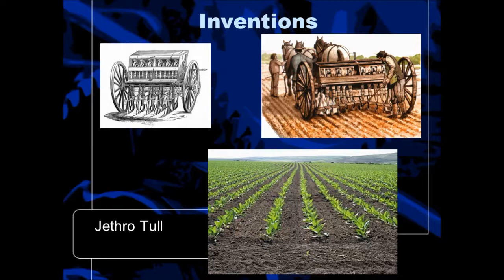So the perfect rows that you see at the bottom of the screen came about because of the seed drill. Rows before that were not perfect, but now you have a magical way to put the seeds in the ground without doing it by hand, and all the rows are perfectly lined up, and all the seeds are the same space apart, and just a whole new way of planting crops. Saved days and days, if not months, of manual labor.